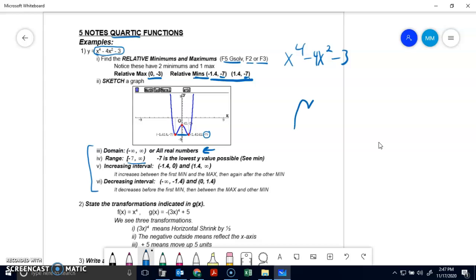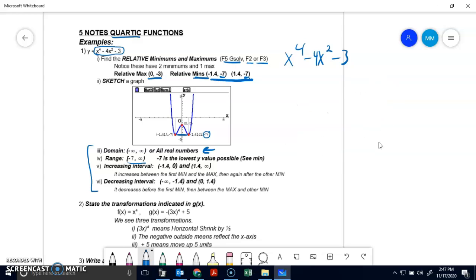If this was facing upside down and, let's say, the top was at 5, then it would be -infinity up to 5. We'll write the lower one first, then the upper one. So -infinity up to 5 is how that would read.